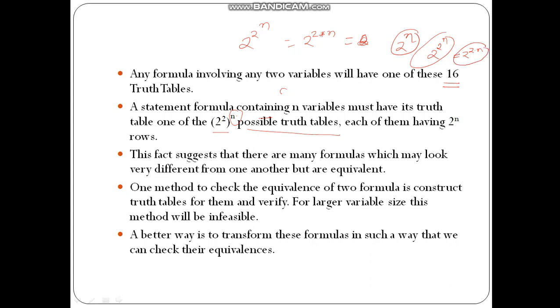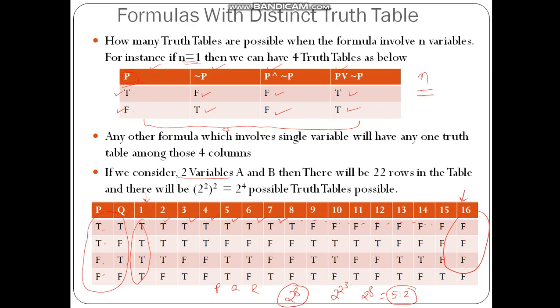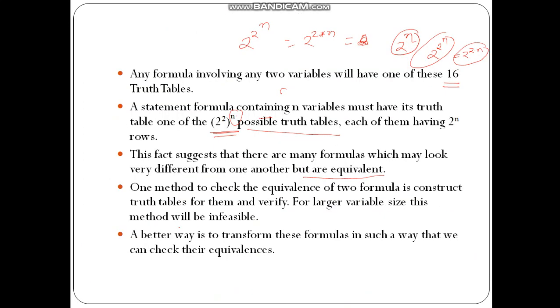So that is not correct. Okay. The next thing is that this particular fact suggests that there are many formulas which may look very different from one another, but they are equivalent. For one truth table, for example, let us say this truth table number 5, there can exist multiple formulas. And it can happen for many of them.